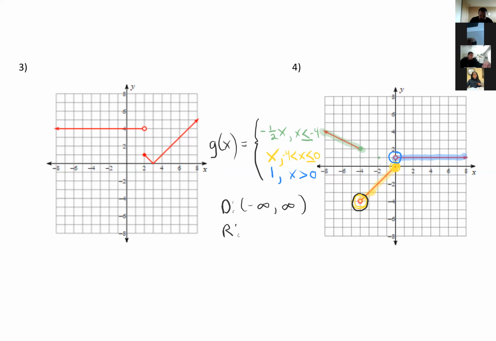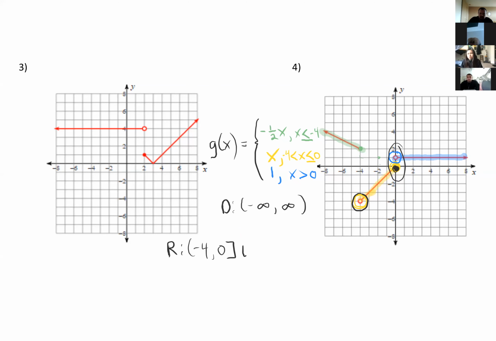Okay, this one's a little bit of an interesting range. Let me erase this. I need more room. Okay, so the range here is going to be from negative 4. See how there's a gap in between these 2 points? So here you can't just say greater than negative 4. So it's going from negative 4 to what's the y coordinate of this yellow point? 0. And we're including that point.